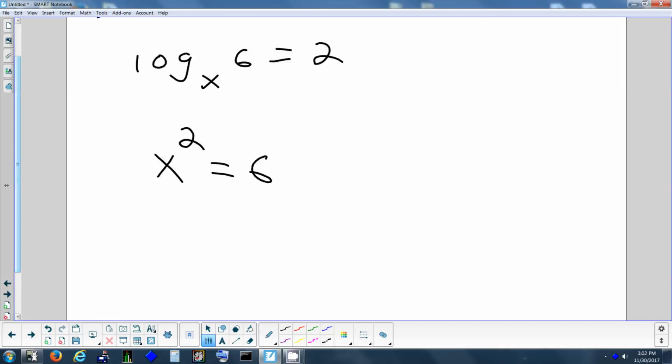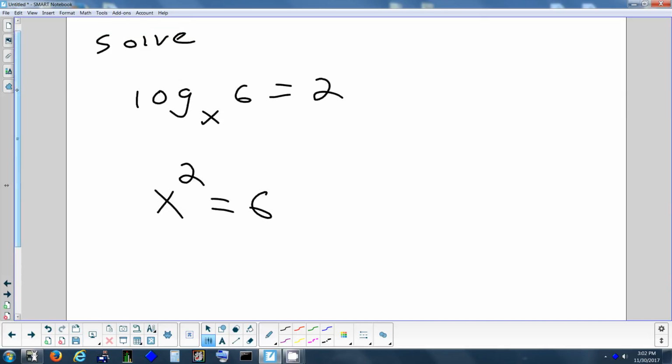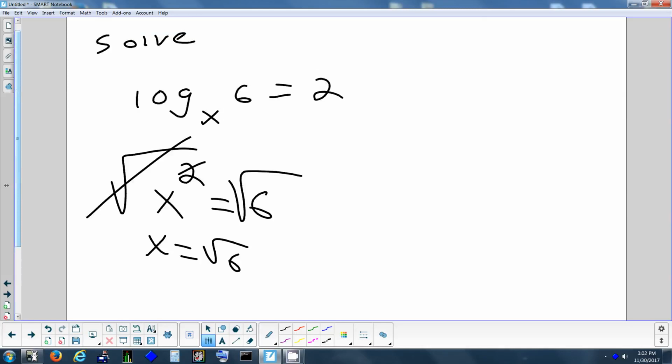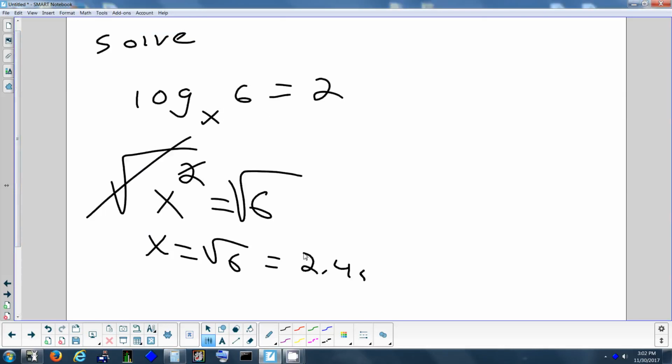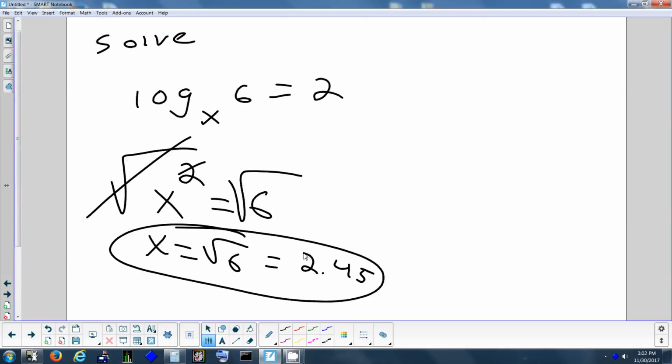Take the square root of both sides. So x is the square root of 6, which, if you wanted to know roughly what it is, is about 2.45. And that's solving an equation where the variable is in the base. Any question on that?